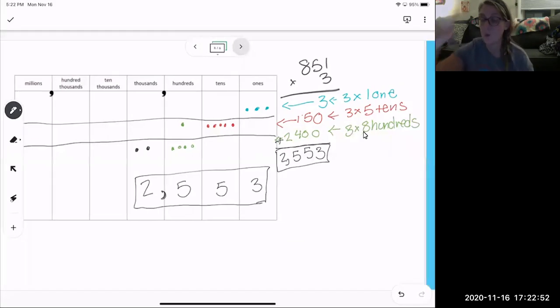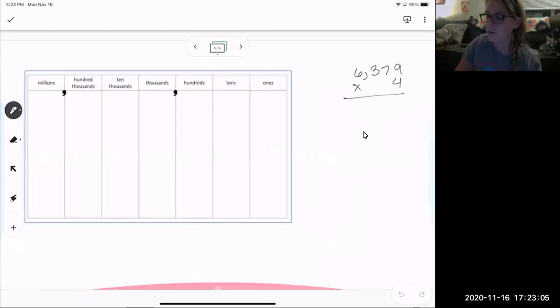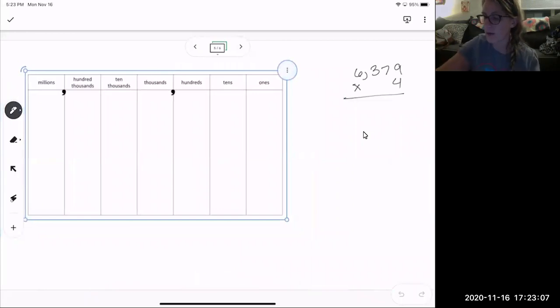Okay, let's do one more problem in the same way. We're going to do it where we're recording our partial products first and then recording it in our place value chart. Okay, so when you're doing your practice, you can try it either way.